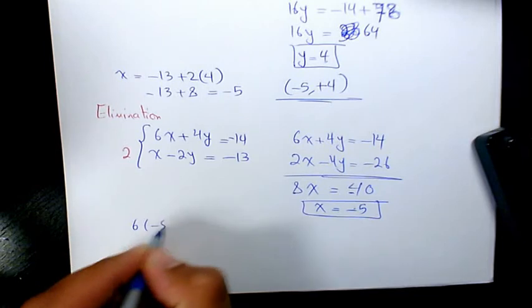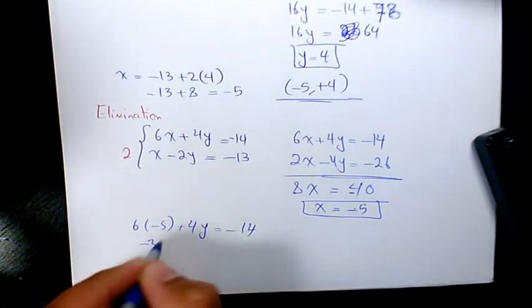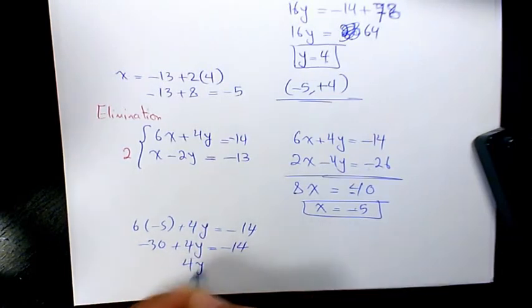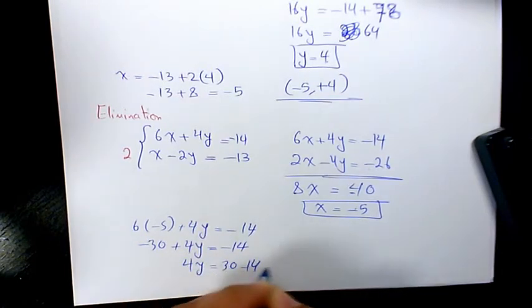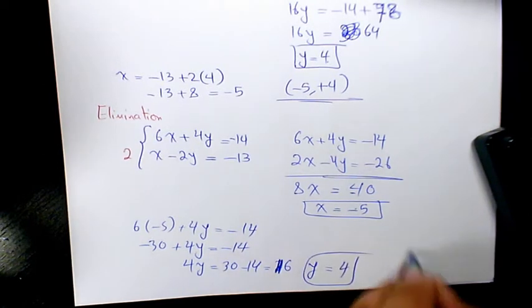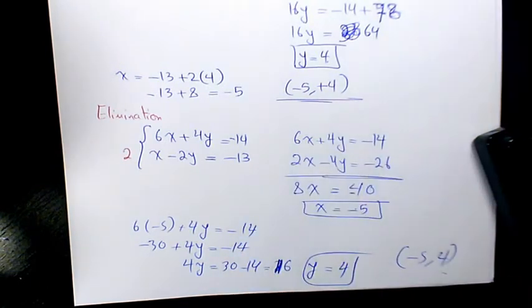6 times negative 5 plus 4y equals negative 14. Negative 30 plus 4y equals negative 14. 4y equals 30 minus 14, which is 16. Y will be 16 divided by 4, which is 4. So we have negative 5 and positive 4, exactly what we got using the other method.